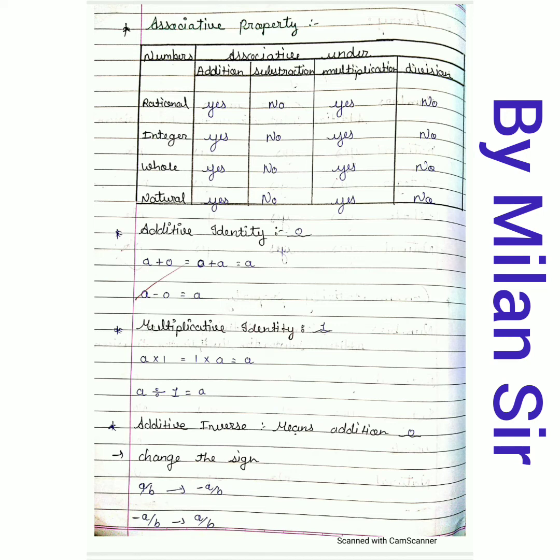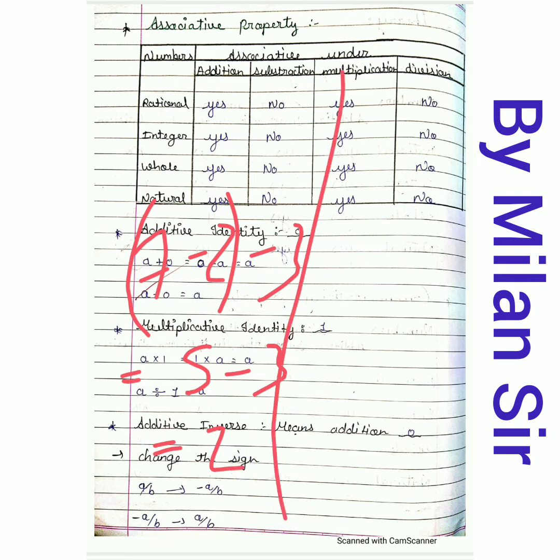Let's check it for subtraction. 7 minus 2 minus 3. If we solve the first bracket, 7 minus 2, it's 5, minus 3, it's 2, right? Now change the order of the bracket. So first of all solve this bracket: 2 minus 3, plus minus minus, 3 minus 2 is 1, and the bigger number's sign is minus.